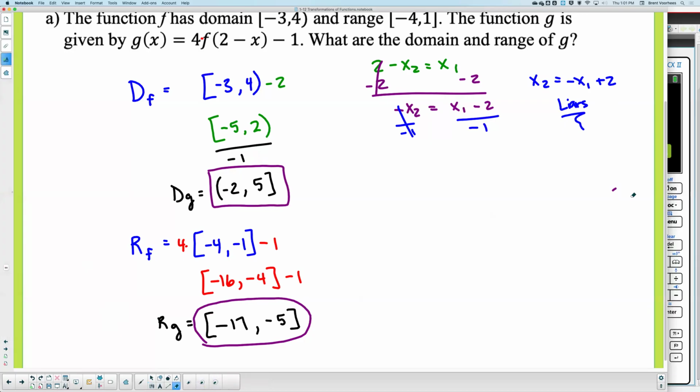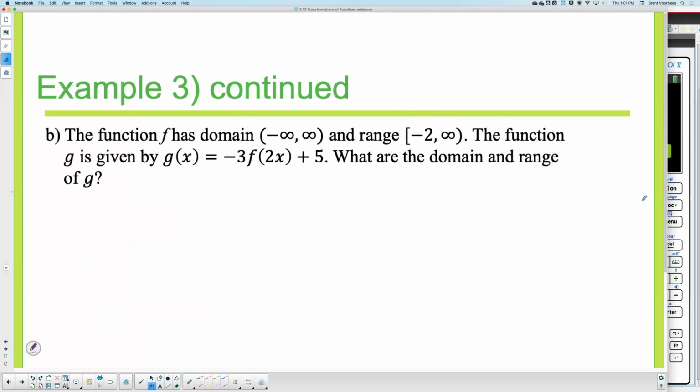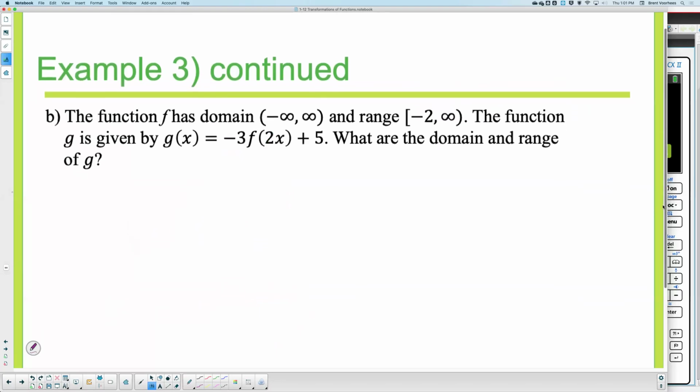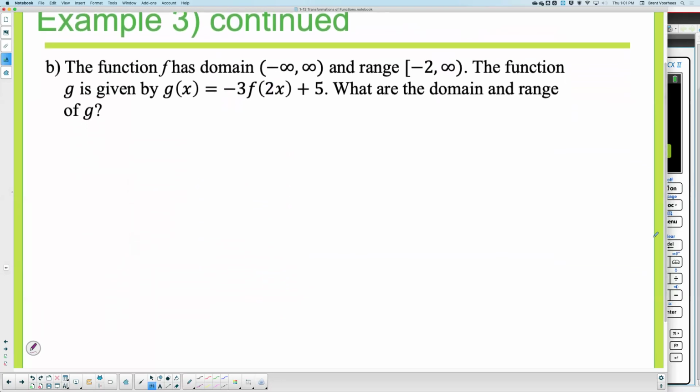All right. Here we go. Part B. Function f has domain and range here. So I'm going to say domain of f is negative infinity to positive infinity. I'll do the range in a moment.